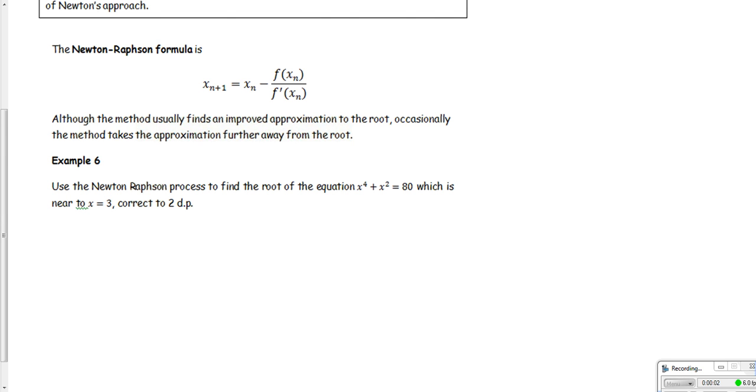FP1 numerical methods, example 6. This is our first example on the third method. We've done interval bisection and we've done linear interpolation. This is the third method called Newton-Raphson.